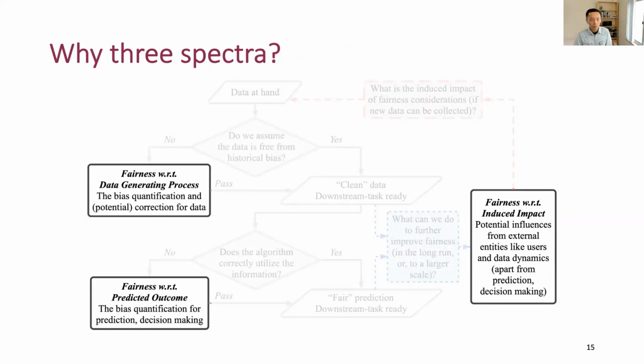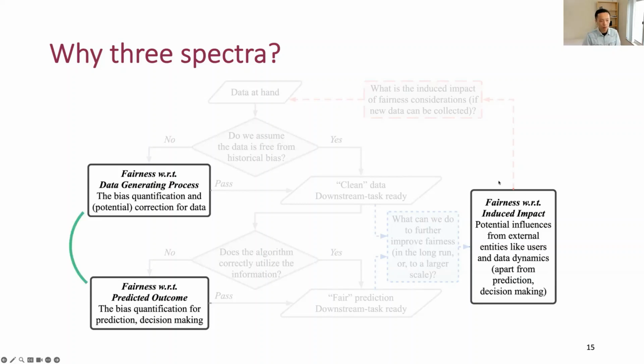So, as we have seen before in the spectrum, we have different emphasis in different kinds of fairness analysis. If we focus on data, then we should go with the data generation process spectrum. If we also care about information utilization, then we're probably going to introduce the predicted outcome spectrum. And if we try to go further and see whether we are getting a fairer future, whether we are actually going in the direction we intend to go, we definitely need to introduce the induced impact spectrum. These spectra are not introduced unnecessarily, in the sense that they do not contain each other as a subset of the consideration.